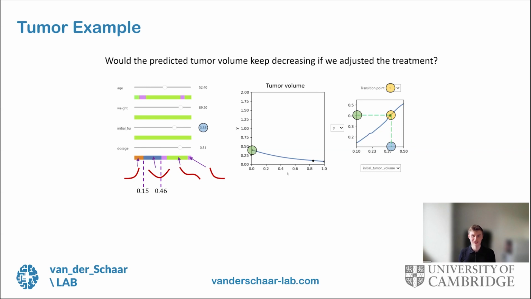To answer the question, it is enough to check at which point the bands change color. So if the drug's dose is kept above 0.46, the trajectory will keep decreasing. And then we can use the secondary plot, which shows how the y coordinate of the first transition point, which is the predicted initial volume here, changes as the provided feature initial tumor volume changes. As expected, the plotted function is close to identity, and this is a good sanity check to confirm that our model learned that one of the static features corresponds to the initial measurement.